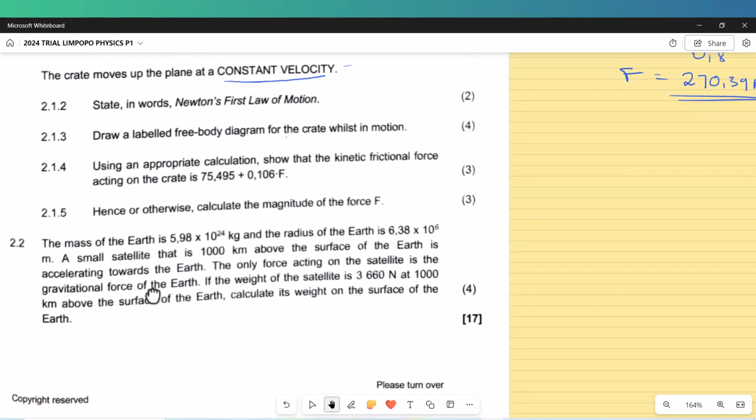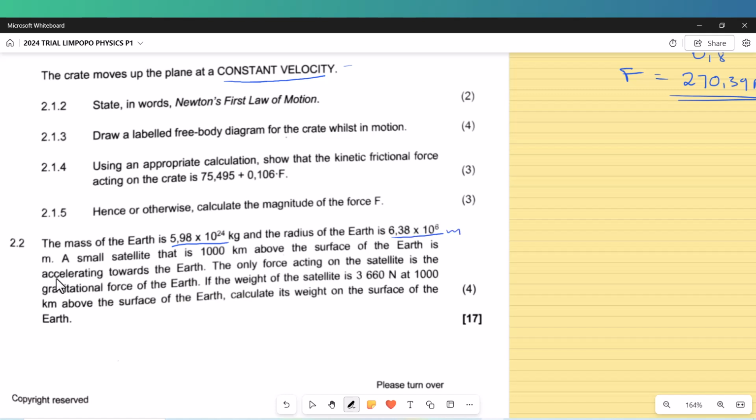They say 2.2, the mass of the Earth is 5,98 exponent 24 kilograms, and the radius of the Earth is 6,38 exponent 6 meters. Then a small satellite that is 1,000 kilometers above the surface of the Earth is accelerating towards the Earth. The only force acting on the satellite is the gravitational force of the Earth. If the weight of the satellite is this one here, at 1,000 kilometers above the surface of the Earth, calculate its weight on the surface of the Earth.